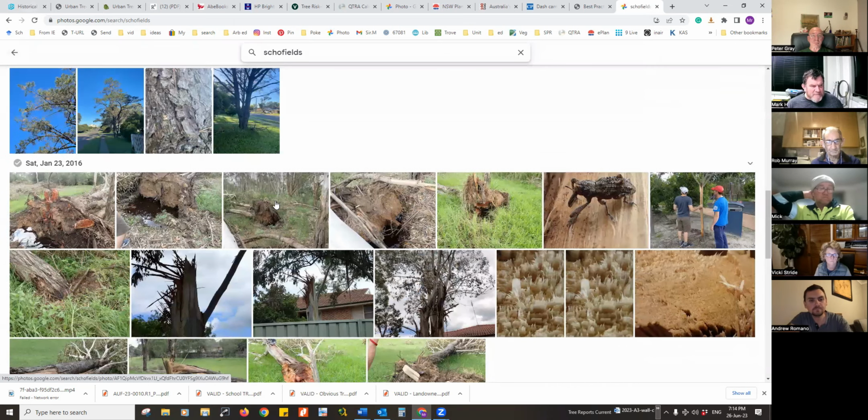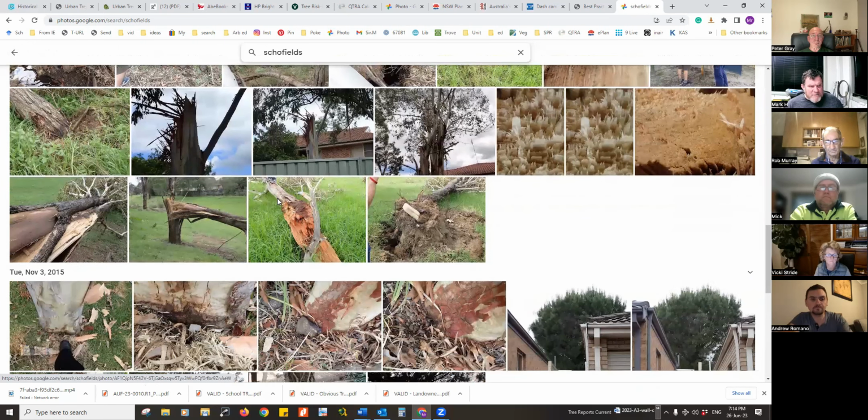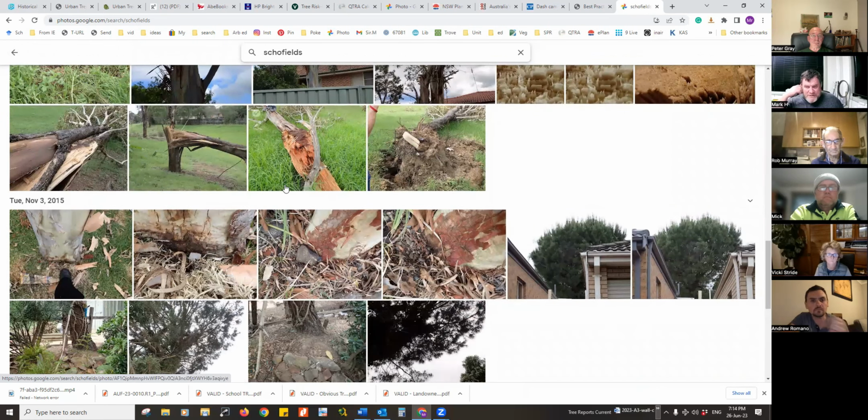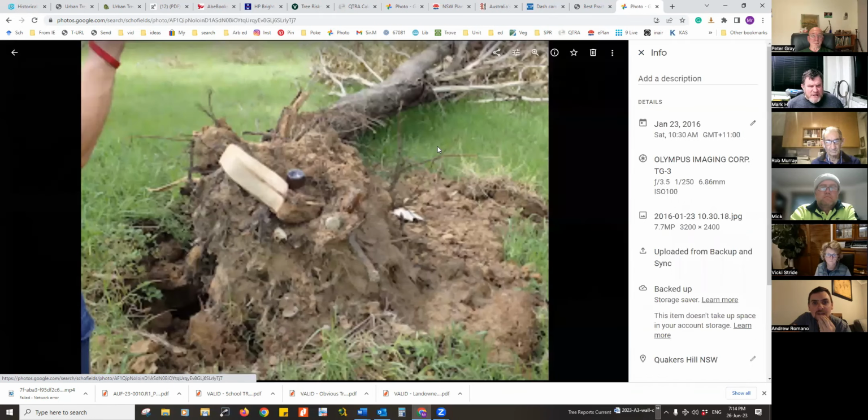What we did find in that particular storm is that grey boxes did fail at root plates where they'd been heavily stressed, and what it appeared as though it happened is when they were heavily stressed, the root system started having issues and they started failing.